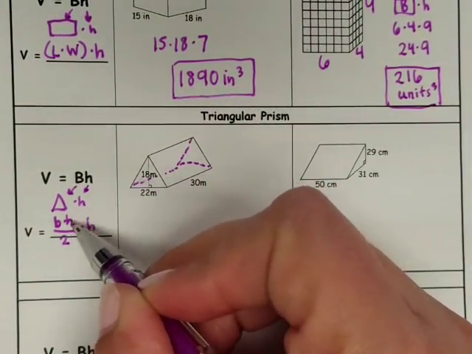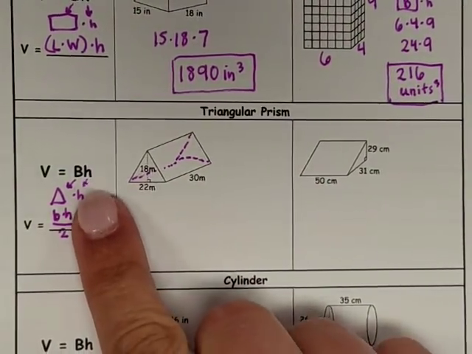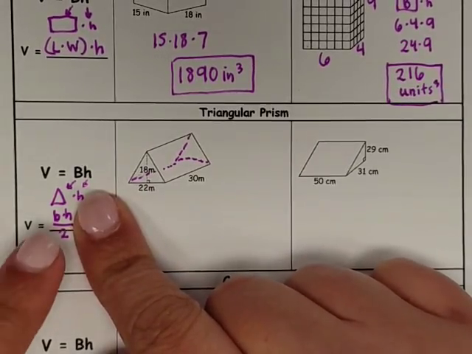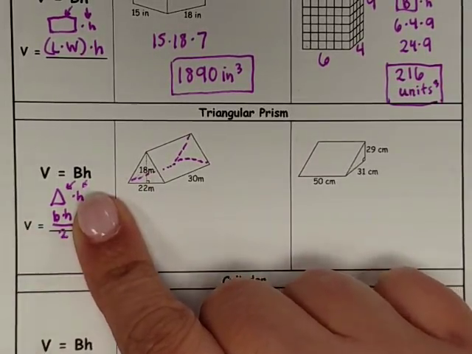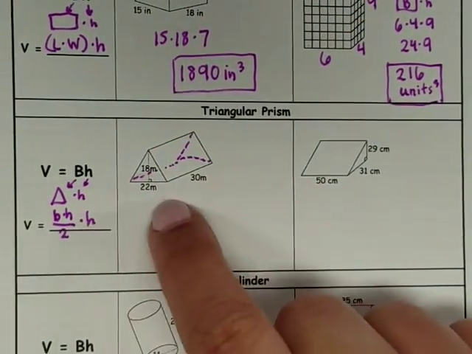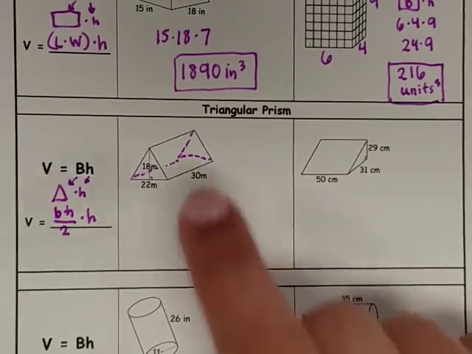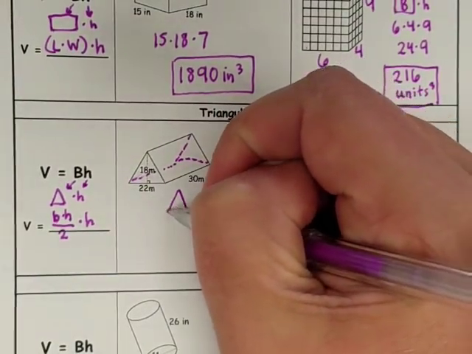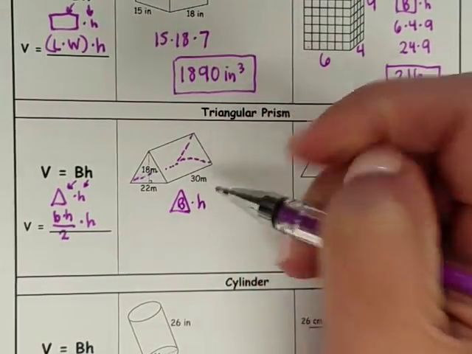See how there's 2 H's here? So really what you want to do is break it into 2 pieces. Just do the triangle, okay? As if this is just a triangle given right here. And then multiply times the height of the actual prism. So my base triangle times the height of my prism.